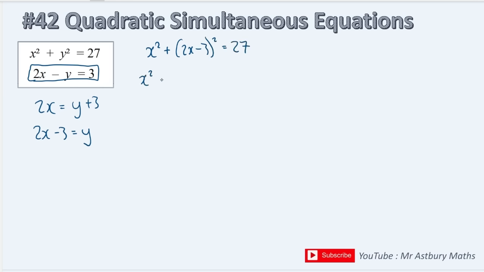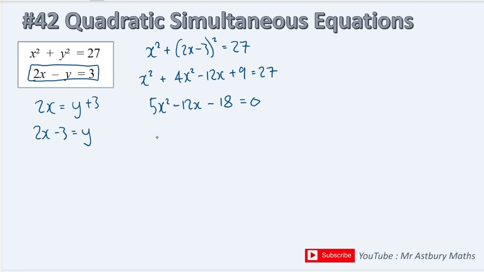Expanding that bracket is going to give me 2x times 2x, which is 4x squared. I'm going to get a 2x times a minus 3, which is a minus 6x, and I'm going to get another one as well. And then I'm going to get a minus 3 times a minus 3, which is a plus 9. This is going to give me 5x squared minus 12x, and then minus 27 from 9 is going to give me minus 18.